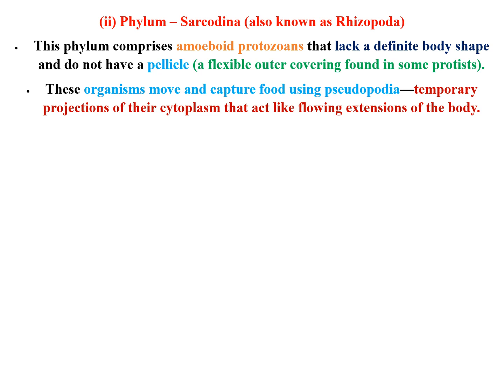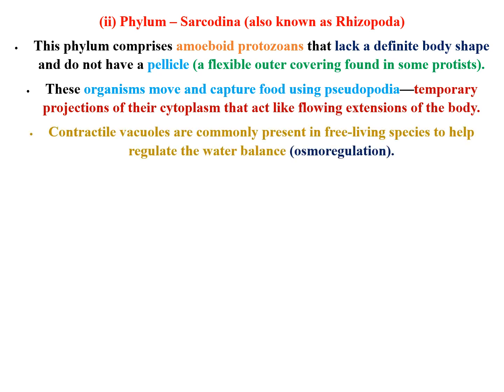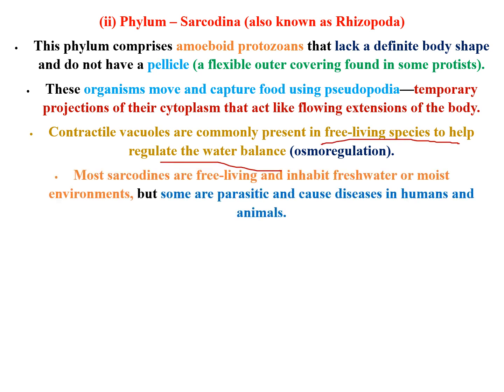Organisms move and capture food using pseudopodia, temporary projections of the cytoplasm that act like flowing extensions of the body. Contractile vacuoles are commonly present in free-living species to help regulate the water balance, osmoregulation. Most sarcodines are free-living and inhabit freshwater and moist environments, but some are parasitic and cause disease in humans and animals.